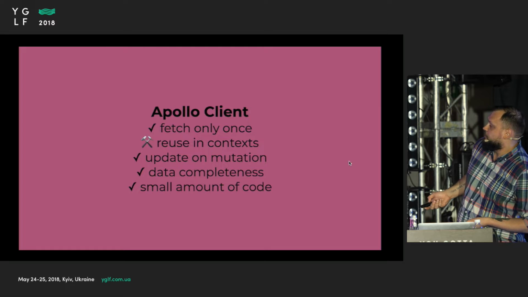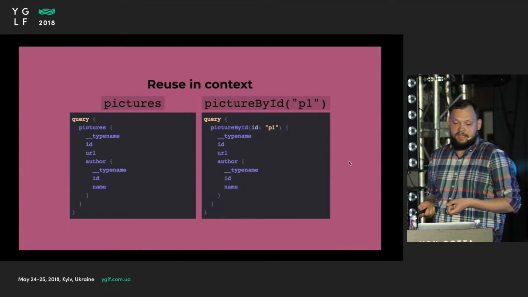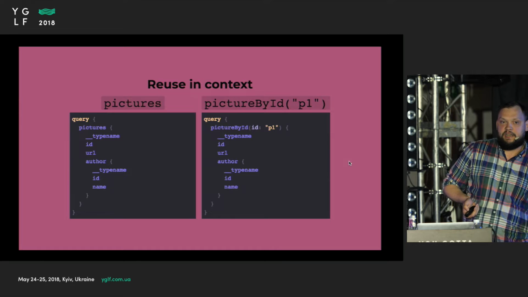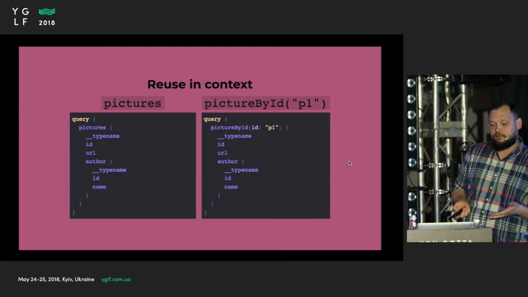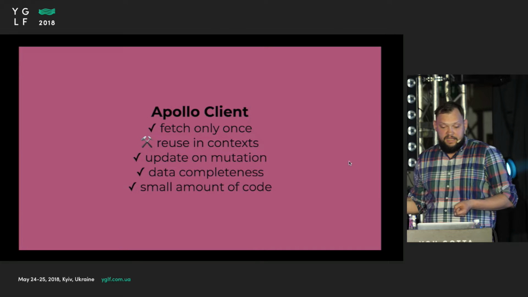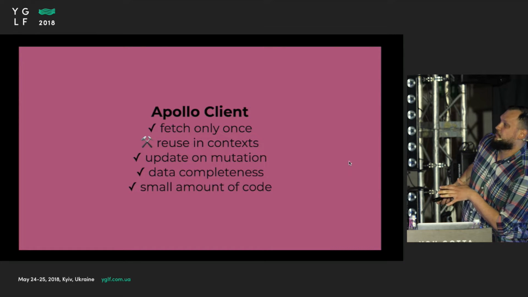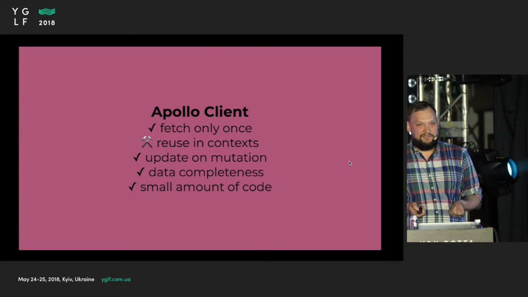Apollo updates stuff on mutation. Whenever you get an object in a query, and every time you get an object in any query, be it a mutation or a normal query, it will always update the cache with this object. And yeah, it handles data completeness. And when you only handle the stuff that it supports well, you don't have to write much code.